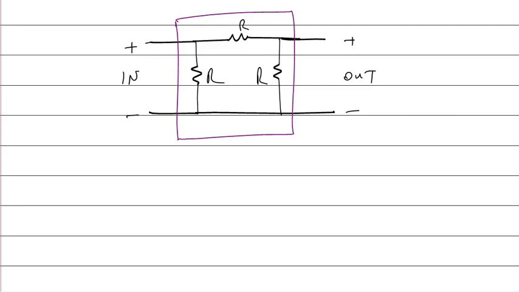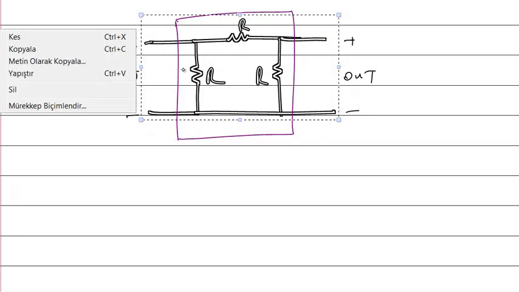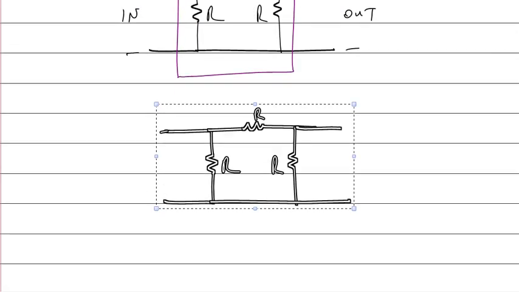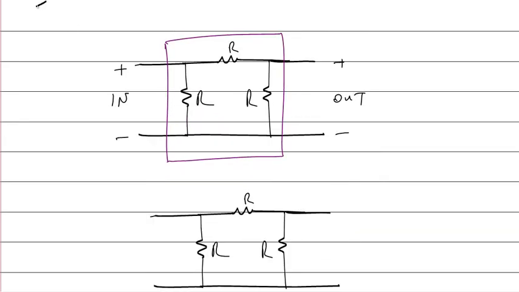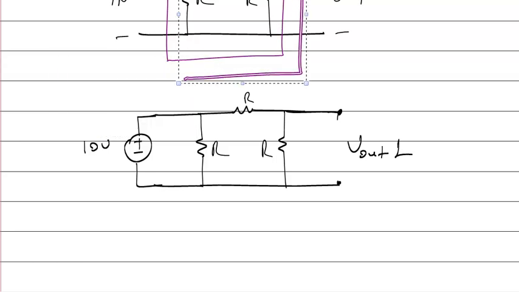Okay. For example, let me get the system and apply some voltage. I apply, for example, 10 volts. What's the voltage at Vout1? This is my system. Let me copy.